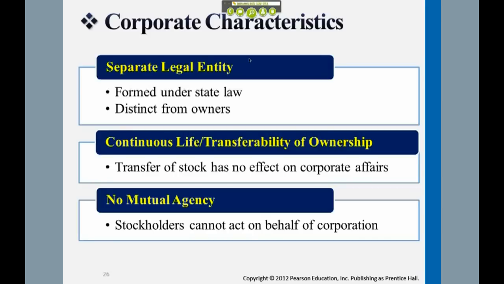Okay, so far we talked about separate entity. We're able to transfer our ownership by selling the stock back to the market, and we're purchasing other companies' stock. No mutual agency, we don't act on behalf of the corporation.